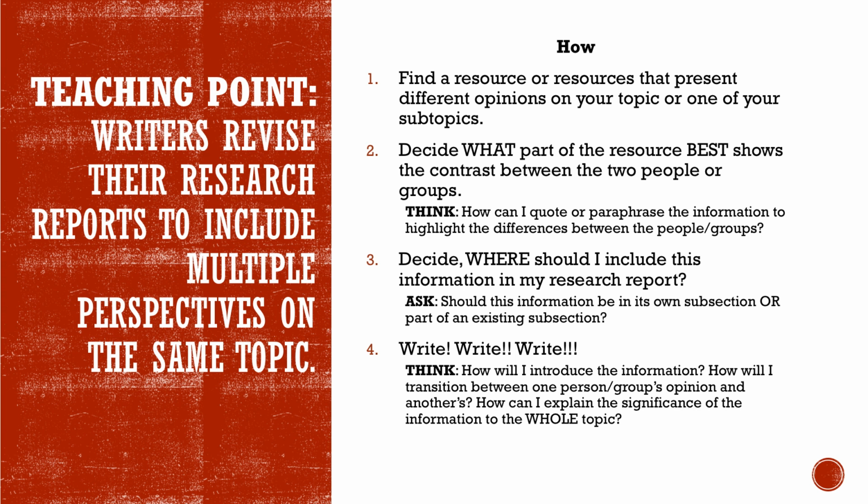First of all, you have to find a resource or some resources that present different opinions on your topic or one of your subtopics. And then you got to decide what part of that resource best shows the contrast between maybe two people or two groups of people. And from there, you have to decide where you are going to include the information in your research report. And then you got to write. You got to think about things like how you're going to introduce the information and transitions and all that good business to get this work done.